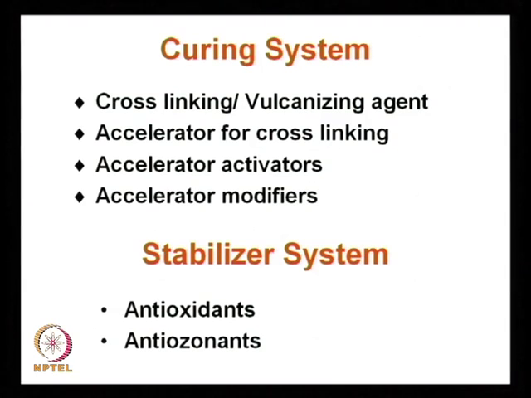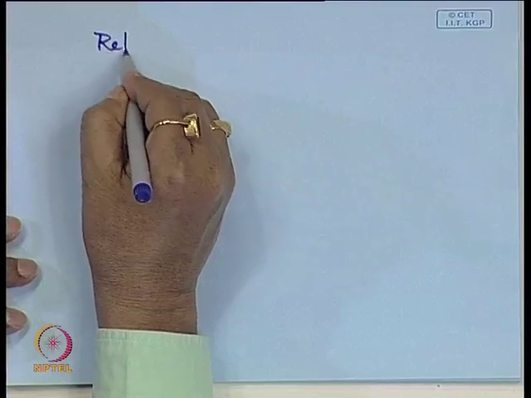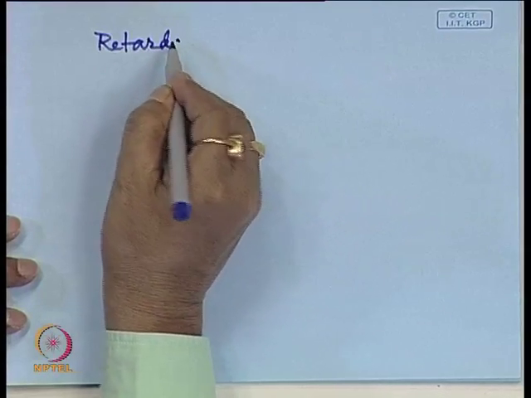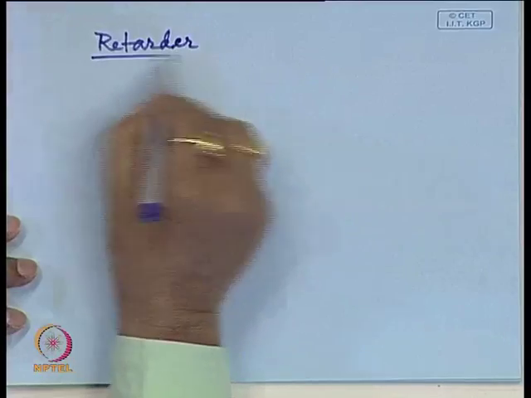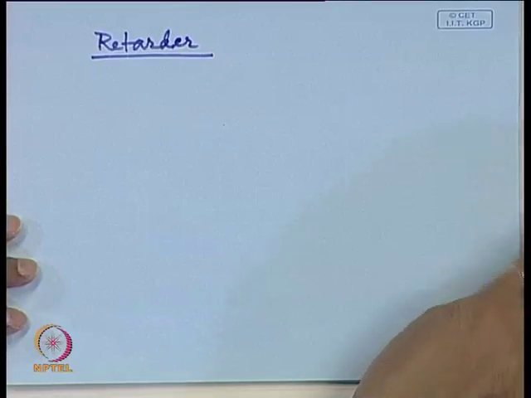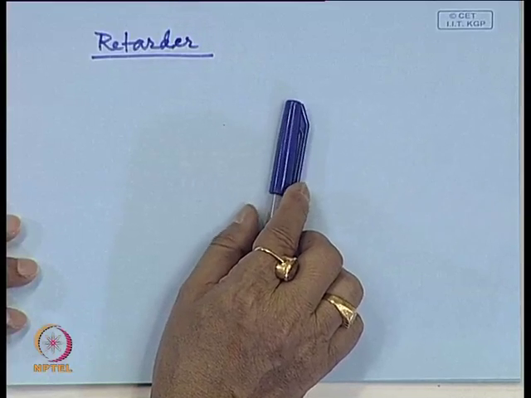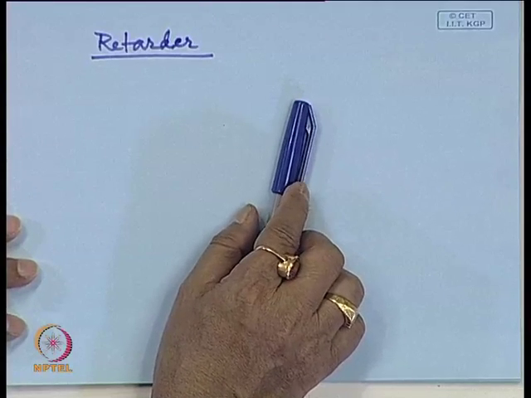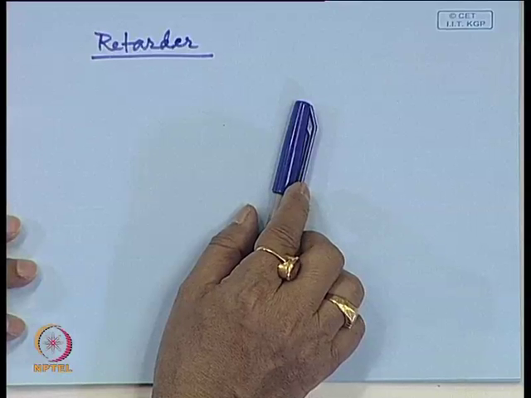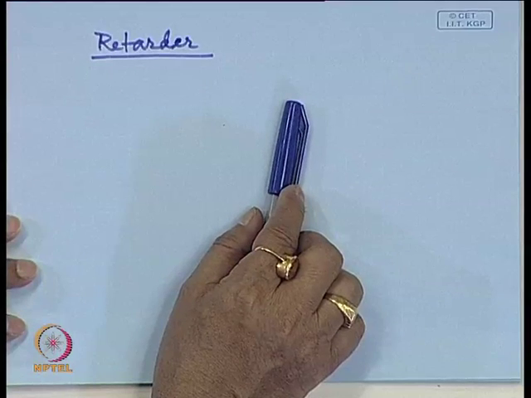These modifiers may be of two kinds. One is retarder. Mostly modifiers are retarders, retarder molecules. That means, that retards the vulcanization, or premature vulcanization or premature cross linking before final shaping. Retarder molecules are used, say N-cyclohexyl thiophthalimide.